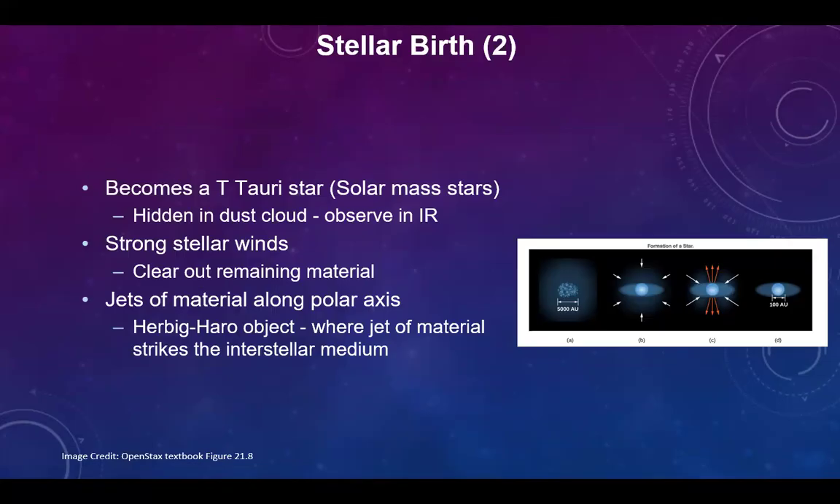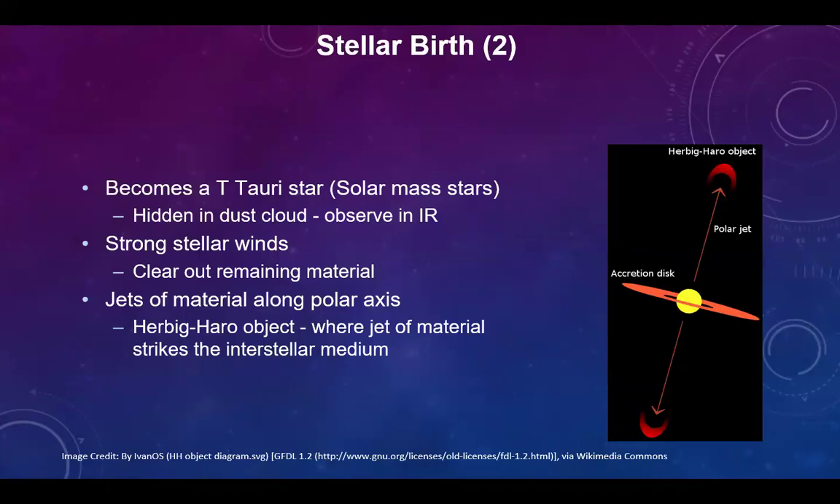Once that protostar collapses and gets hot enough, you'll also get strong stellar winds, which will clear out the remaining cloud of dust around your protostar. And you can get jets of material along the polar axis. This is called a Herbig-Haro object, where a jet of material strikes the interstellar medium. You see this sort of arc-shaped structure.